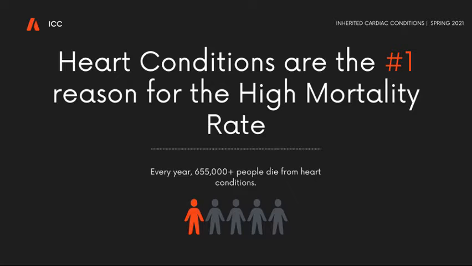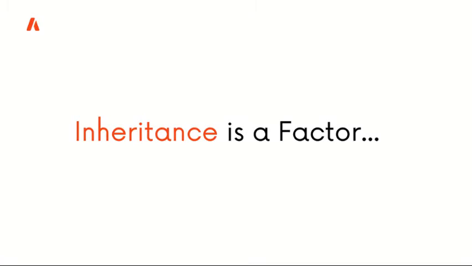With heart disease being the number one reason for a high mortality rate in older adults, it is inevitable to wonder how it is possible that each year more than 655,000 people die from heart disease. One factor to consider is inheritance. All organisms will inherit some aspect of each parent, grandparent, or even great-grandparent.